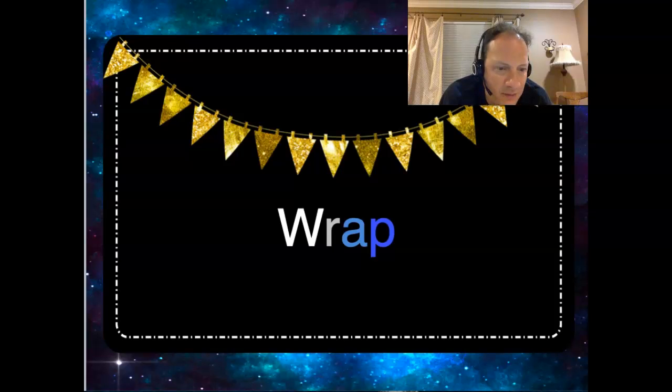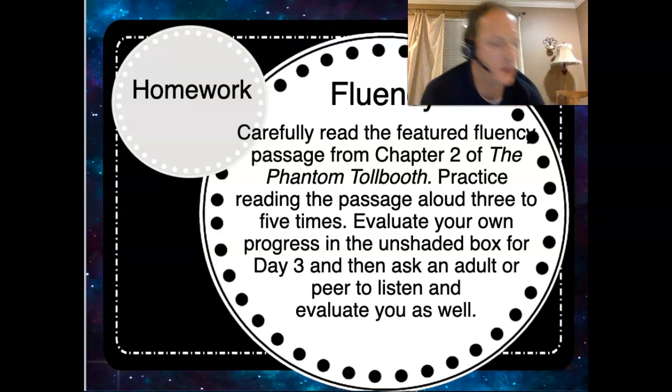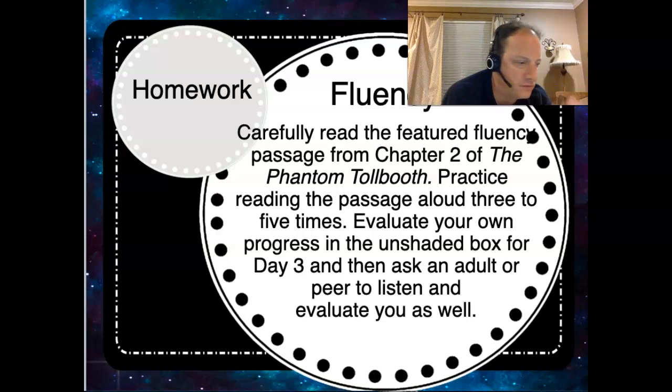All right, we're going to wrap up. And your homework, it says carefully read the featured fluency passage from Chapter 2 of The Phantom Tollbooth. Practice reading the passage aloud 3 to 5 times. Evaluate your progress in the unshaded box for day 3, and then ask an adult or peer to listen to you and evaluate you as well. So you're doing a fluency reading as well, and I'll provide that for you.